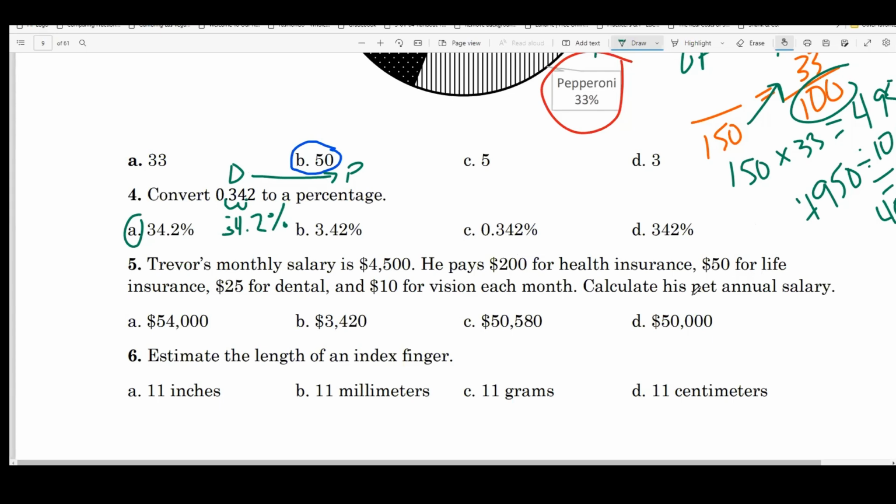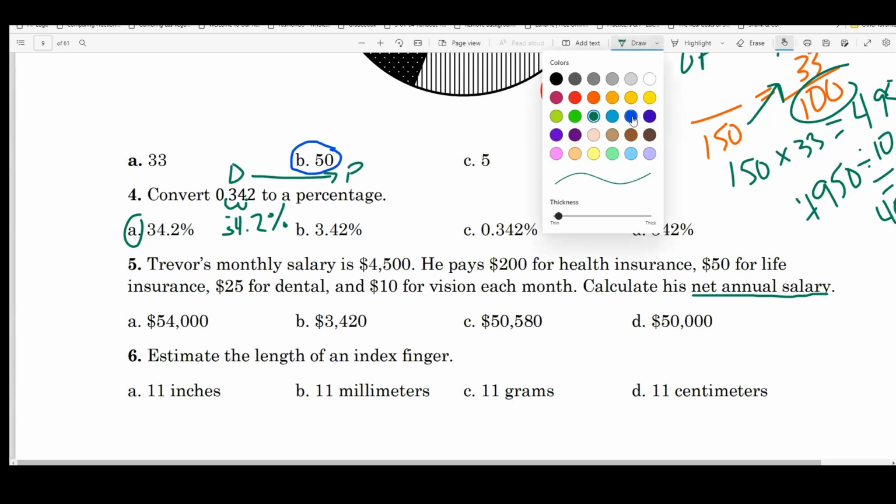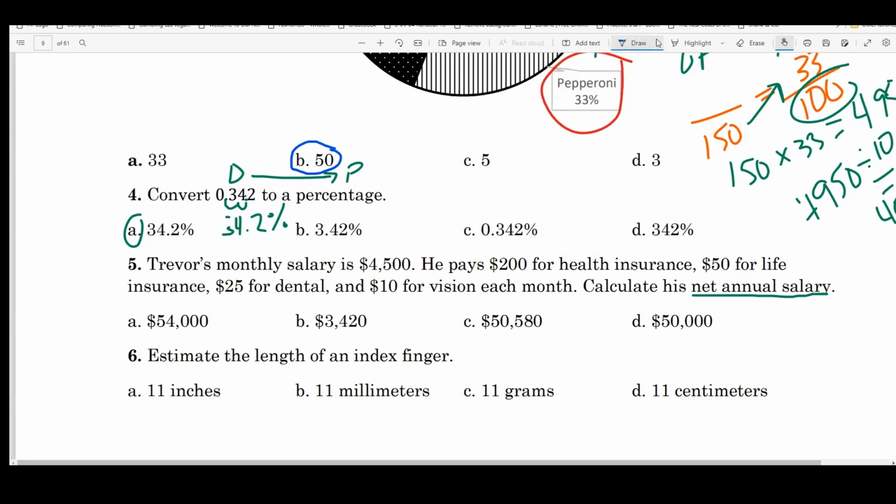So your trigger here is net annual salary. When you see net annual salary, that lets you know that I need to figure out how much I'm bringing in minus the deductions. That's what net means. Net means minus the deductions. Of course, we know annual means for the entire year.